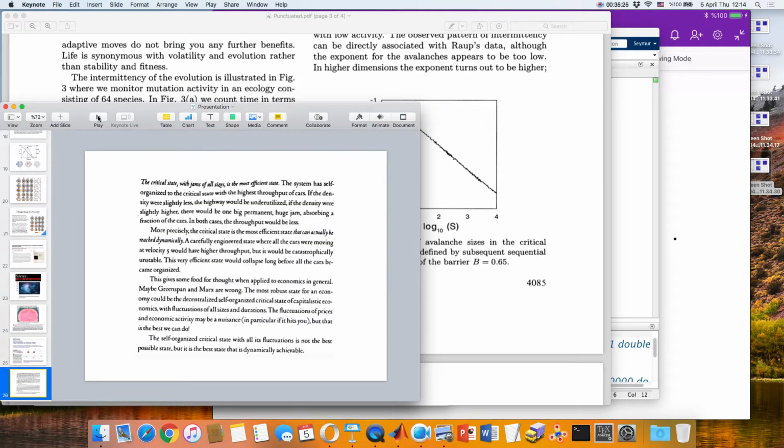This last slide. This is the last page from his book. Okay? Let's read this last page. The critical state with jams of all sizes is the most efficient state. Okay? So he's talking about traffic jams, right? The system has self-organized to the critical state with the highest throughput of cars. If the density were slightly less, the highway would be underutilized. If the density were slightly higher, there would be one big permanent huge jam absorbing a fraction of the cars. In both cases, the throughput would be less. Do you see the point?